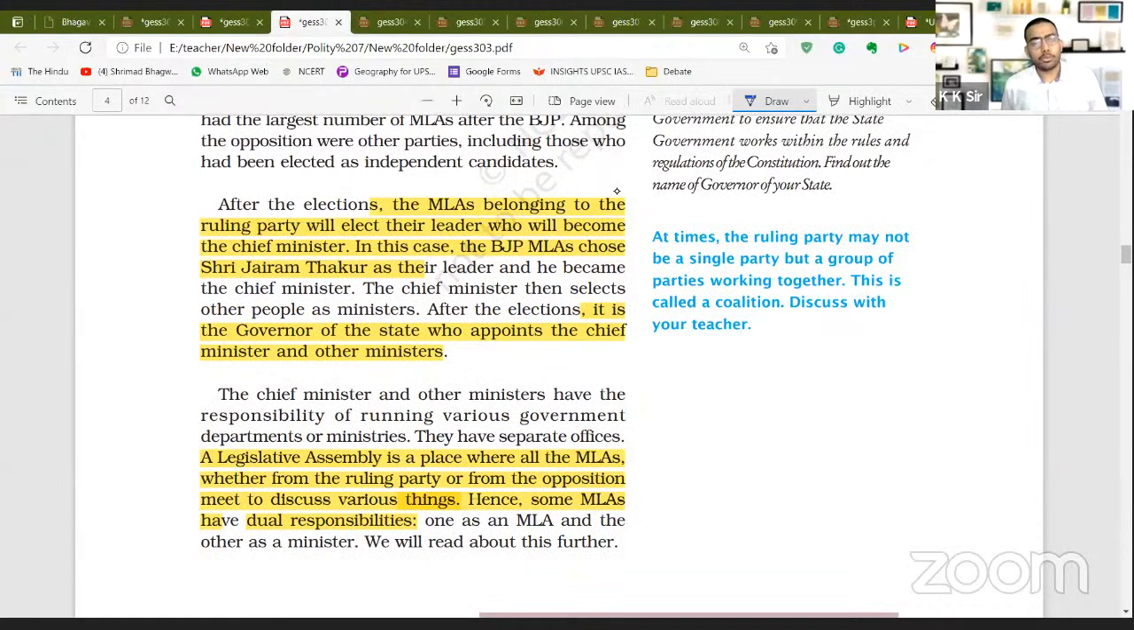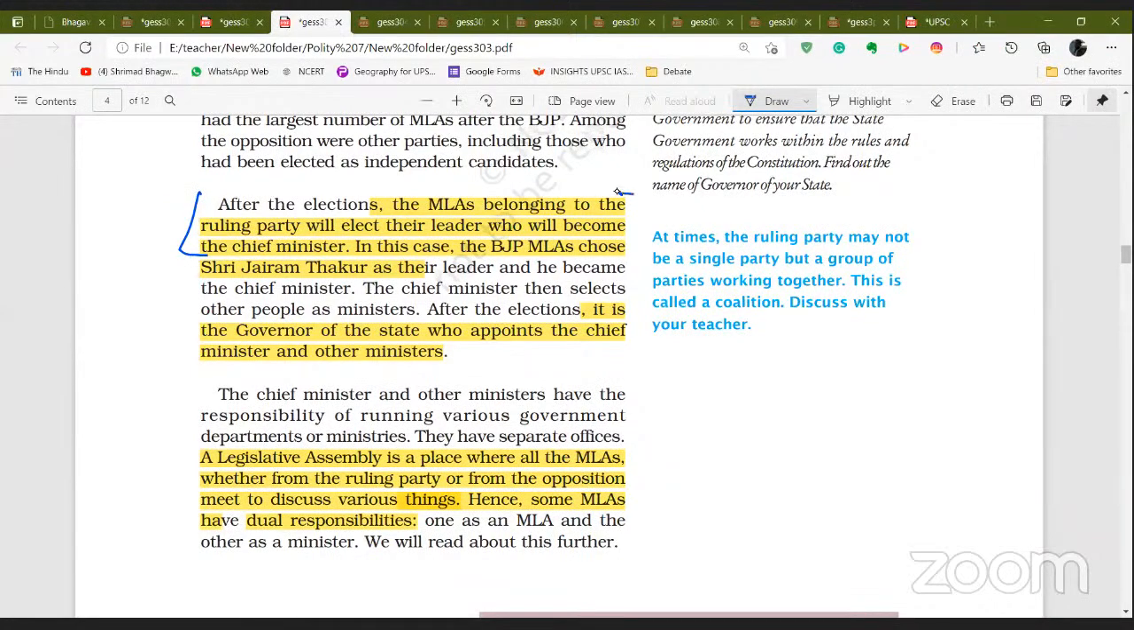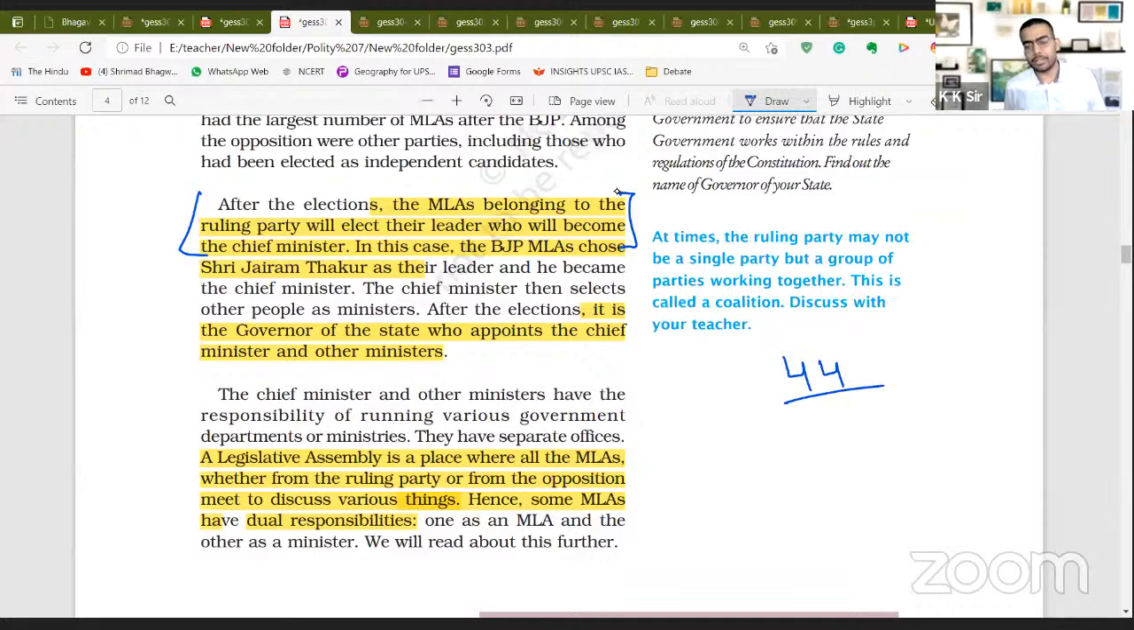MLAs belonging to the ruling party will elect their leader, who will become the chief minister. Now, once these MLAs are elected, all these 44 MLAs of BJP will elect a leader among themselves.